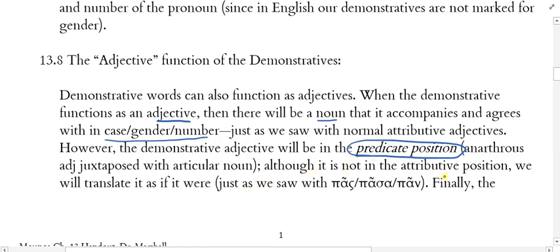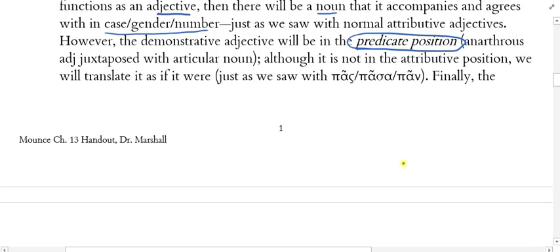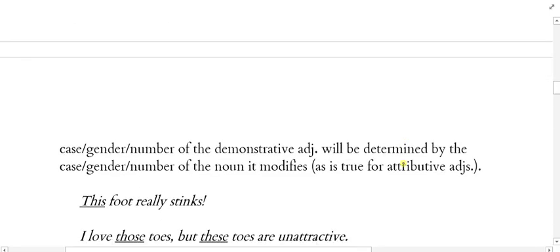Although it's not going to be in the attributive position where it has the article immediately before the adjective, we are going to translate it as if it were attributive, just as we saw when we used pas, pasa, and pan, the words for all or every. And then finally, the case, gender, and number of the demonstrative adjective will be determined by the case, gender, and number of the noun it modifies. This is always true for attributive adjectives.